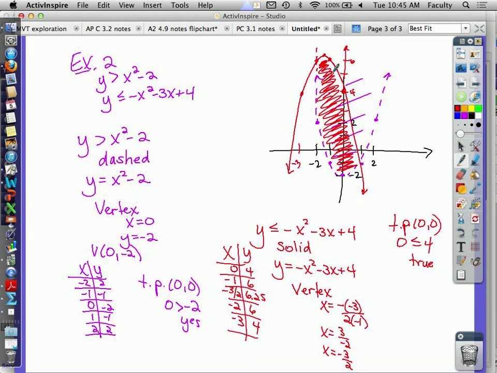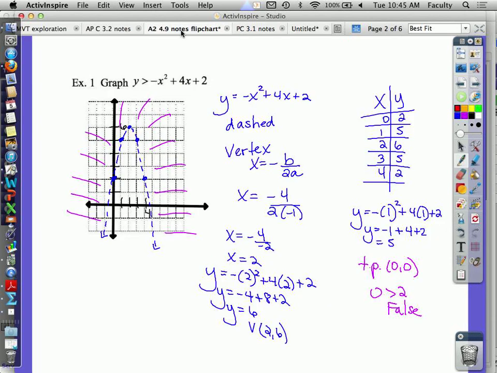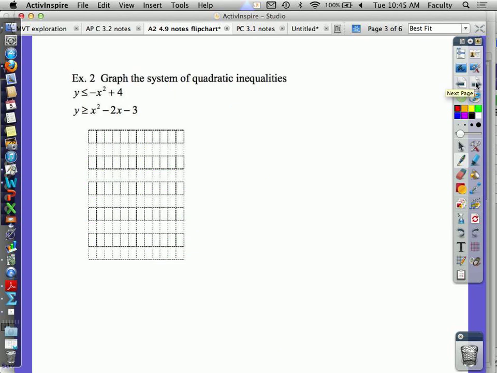Alright, now let's go back to the 4.9 notes, and let's do another one of these in example 2. Okay? So you're done with your orange paper. Don't throw it out though. It's got all the steps that you need how to do it. It's really neat. Alright, so here we go. Example 2. And then, so today we graphed quadratic inequalities and a system of quadratic inequalities. Tomorrow we're going to solve quadratic inequalities. We're going to move to solving them. Right now we're just graphing them.